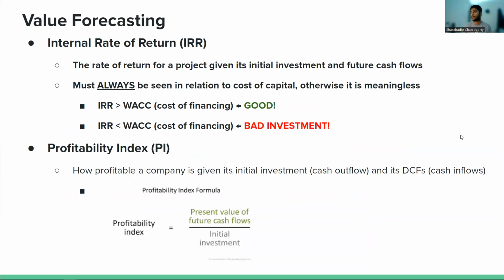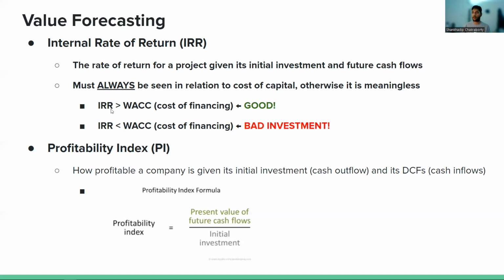Internal rate of return. So this is the return for a project given its initial investment and future cash flows. This is once again when NPV equals 0. So what rate of return does my project have that makes the NPV equal to 0? And usually this is the measure that investors look at. So it must always be seen in relation to the cost of capital, otherwise it's meaningless. And by cost of capital, we mean what does it cost for you as the person running this project to keep it running? Now this is mainly from debt and equity.